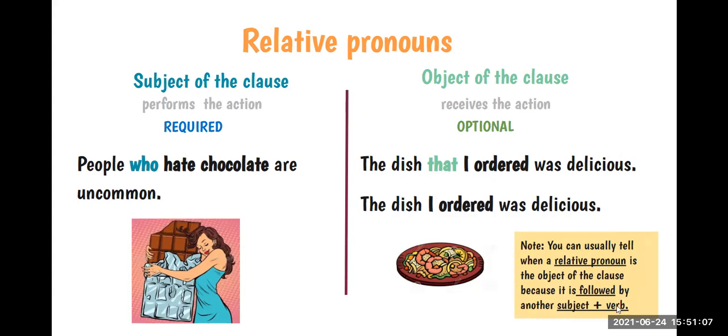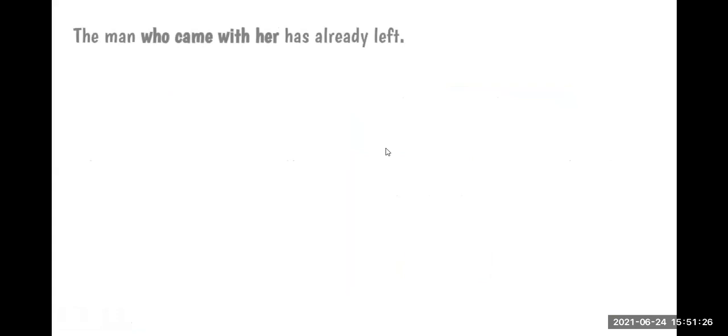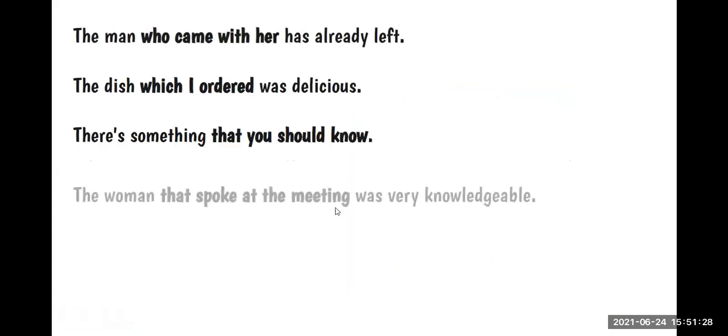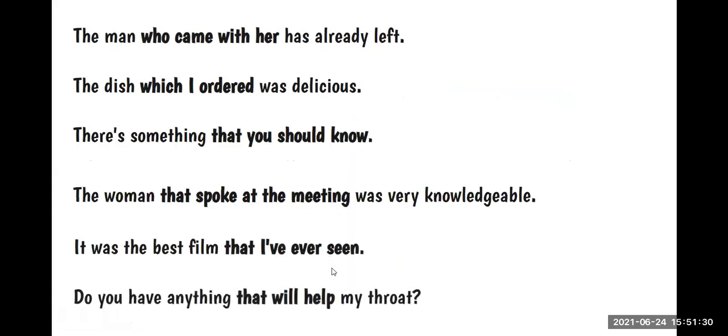¿Ok? Entonces, siempre que tengamos un relative pronoun y un sujeto y un verbo, nos da a entender de que este relative pronoun es el objeto de nuestra oración. Entonces, sí podemos omitirlo. Pero cuando el relative pronoun está seguido de un verbo, no podemos omitirlo. ¿Ok? Vamos a ver algunos ejemplos y quiero que me ayuden a decidir qué tipo de oraciones tenemos acá.